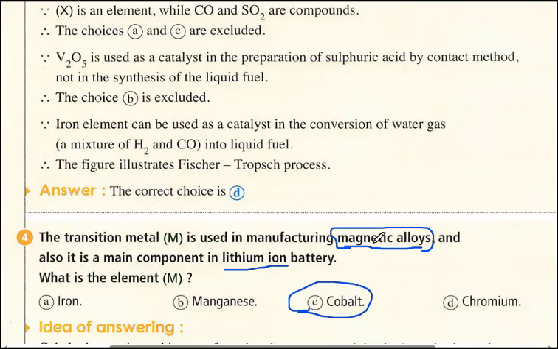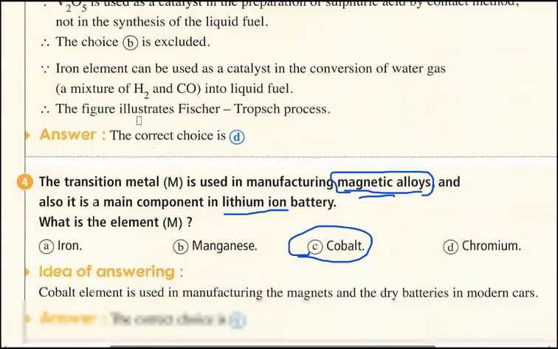Magnetic alloys, samarium and cobalt, or iron and something else. Magnetic alloys are cobalt or iron, but here the lithium ion battery is composed of lithium as the anode and cobalt(IV) oxide as the cathode. So cobalt is the one metal that is magnetized, along with iron. It may be cobalt or iron, but here the lithium ion battery is composed of cobalt. So cobalt is the correct answer.